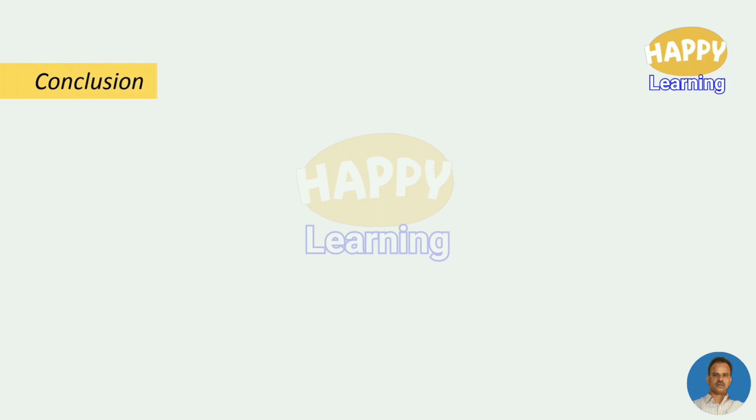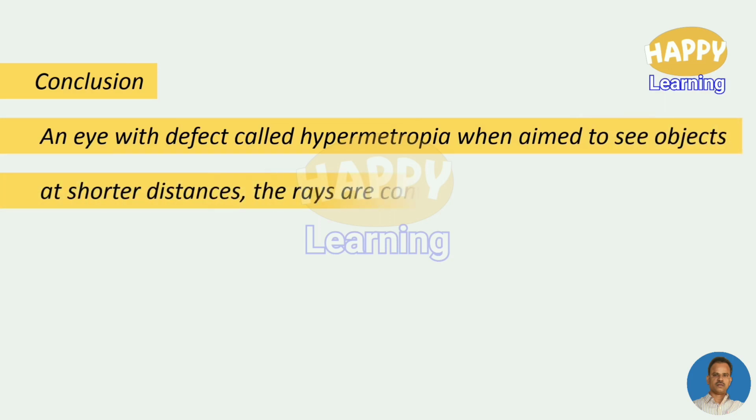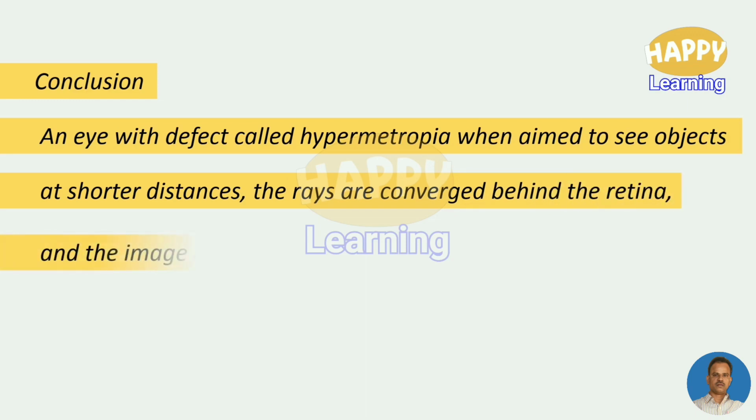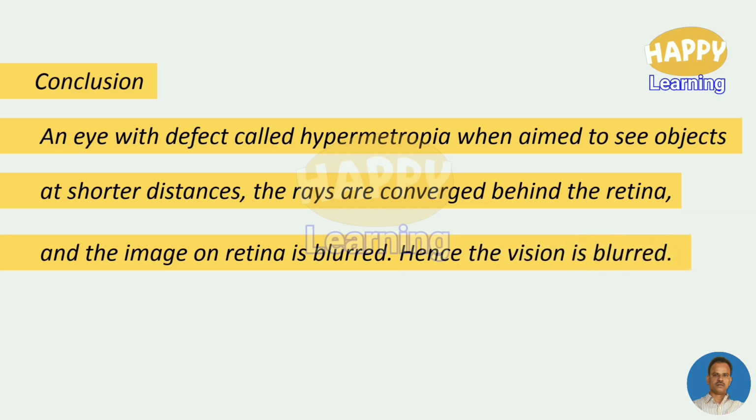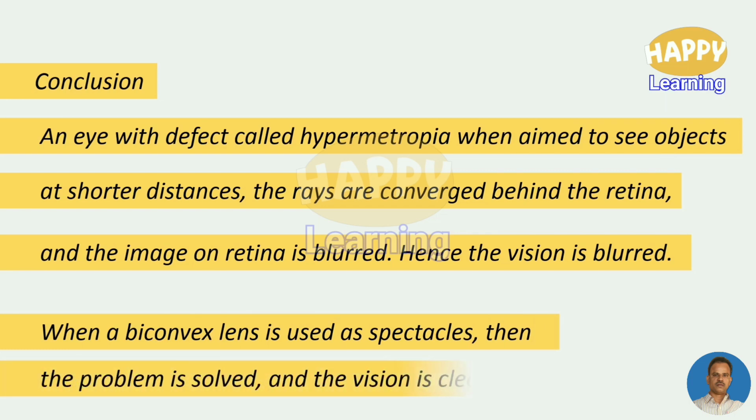Conclusion. An eye with a defect called hypermetropia, when aimed to see objects at shorter distances, the rays are converged behind the retina and the image on the retina is blurred, hence the vision will be blurred. When a biconvex lens is used as spectacles, then the problem is solved and the vision is clear.